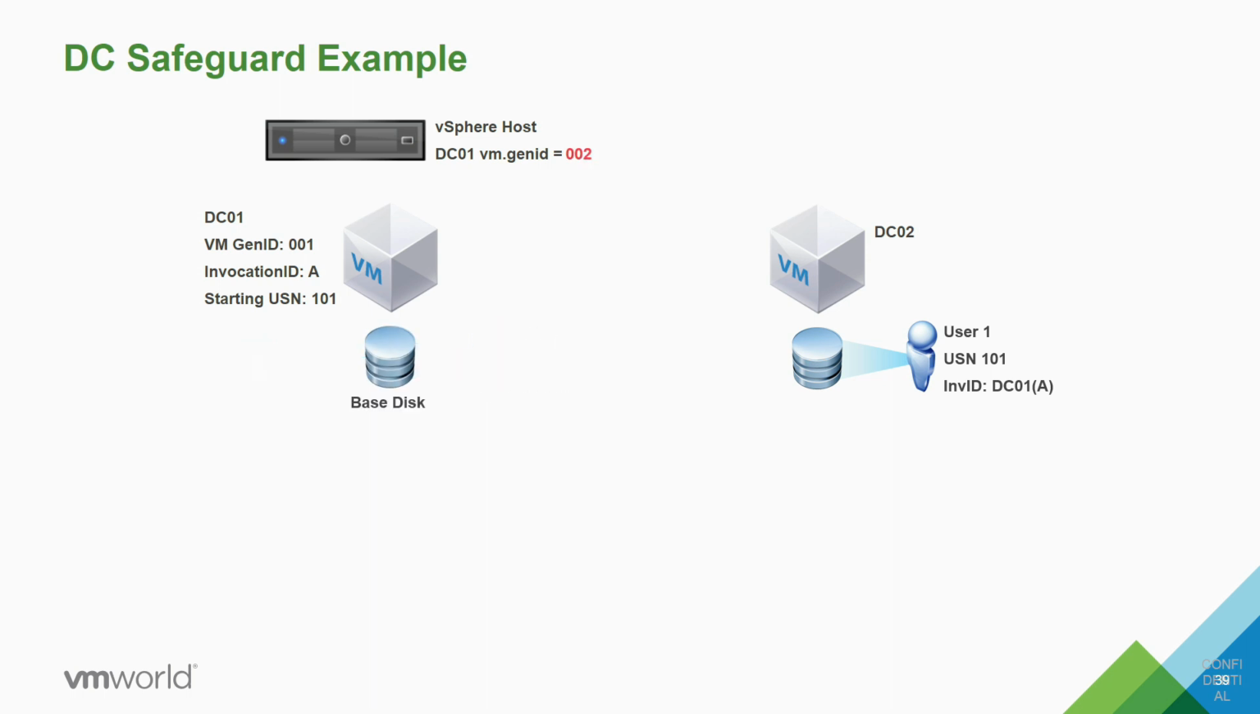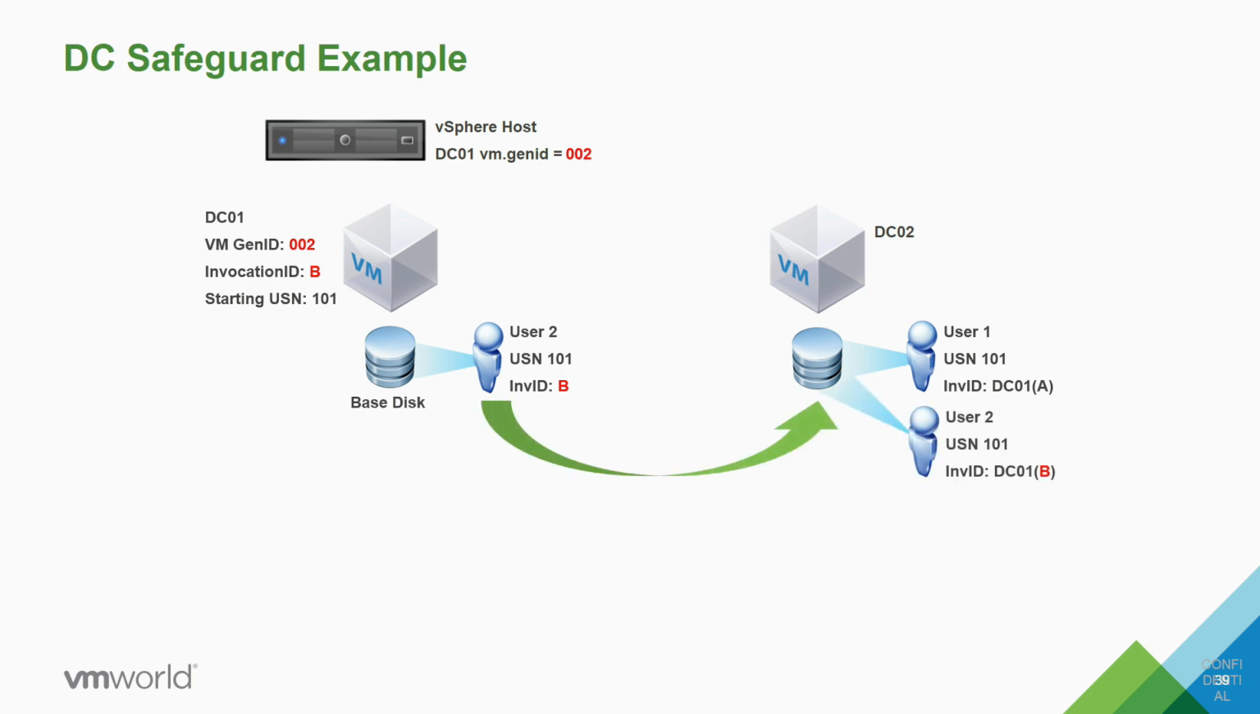And here's what happens. Notice this Gen ID has now changed. It's going to communicate with the driver inside the guest and update the local copy of the Active Directory database. Invocation ID has changed, new Gen ID, but I'm still back to my same USN as before. So I'm going to do the same thing as before. I'm going to create user 2, and I'm going to replicate it over. Same USN, but different invocation ID.